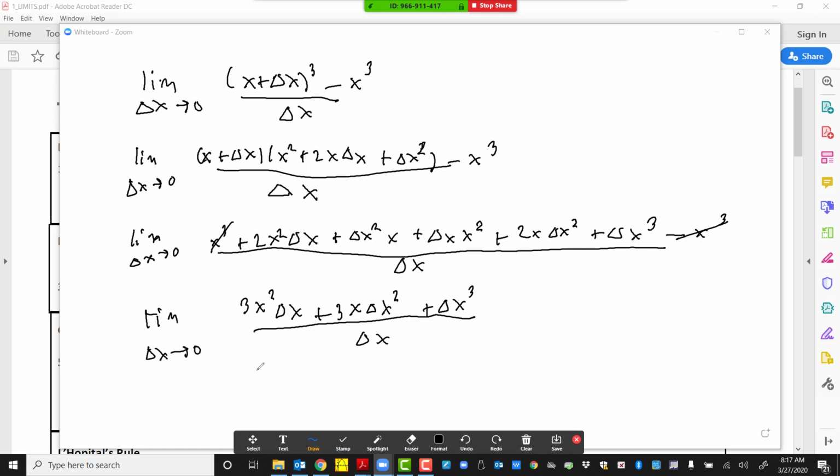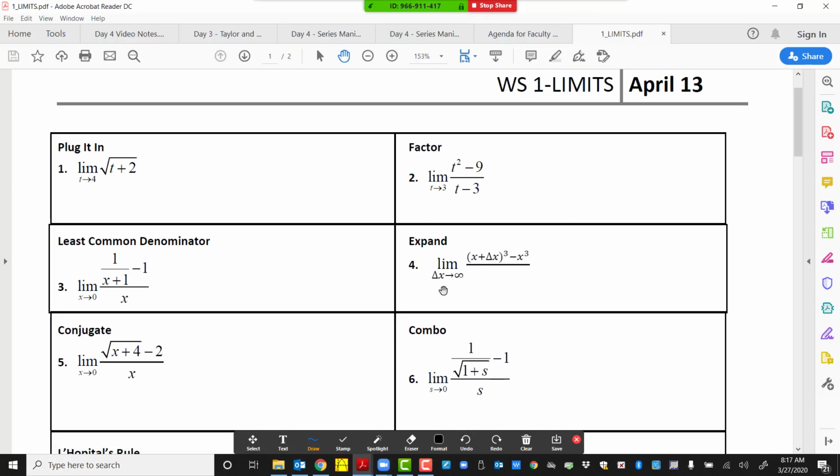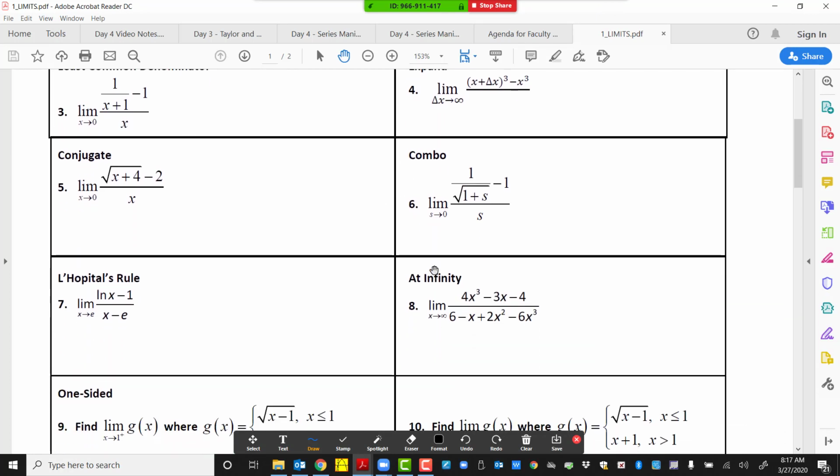Almost done. Now we can cancel everything, and we get 3x squared plus 3x delta x plus delta x squared. And now we're to the point where we can actually plug something in. Now we can plug in 0. When we plug in 0, this goes away, and we're just left with 3x squared. There's our answer. If you noticed, this was a very special limit. If you can remember what it is, try to. But I'll go ahead and say it, because there's no point in asking, because y'all can't respond. That is the definition of derivative. Make sure you remember that.